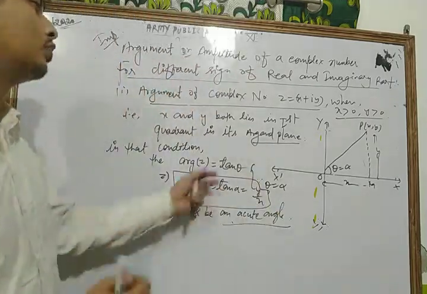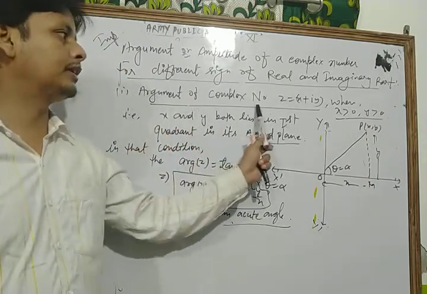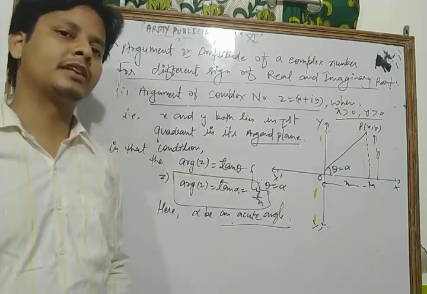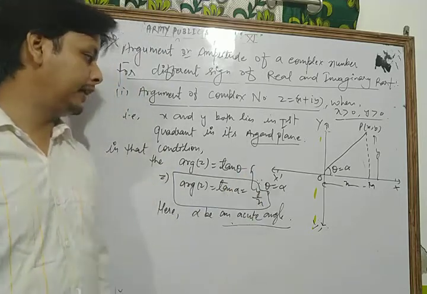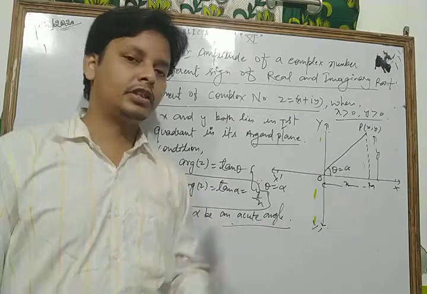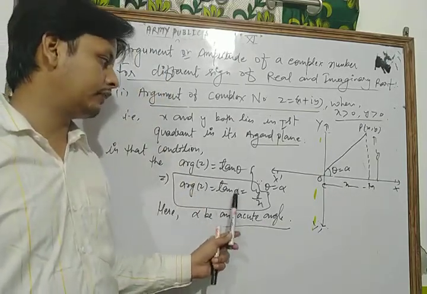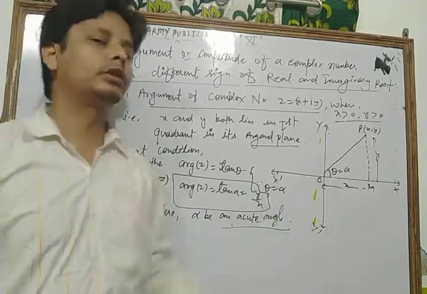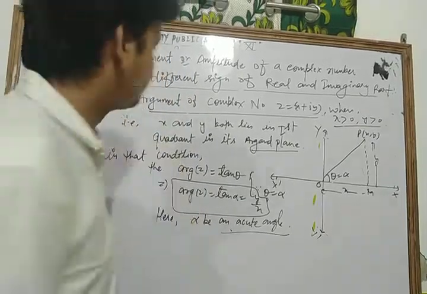Now dear student, please note that point. In the first condition, we discuss the argument of the complex number z = x + iy when x and y are both greater than 0, which means they lie in the first quadrant of the Argand plane. In that condition, the argument of the complex number is theta, which is equal to alpha, that is, tan theta = tan alpha = y/x from the figure. Now we discuss the next point.